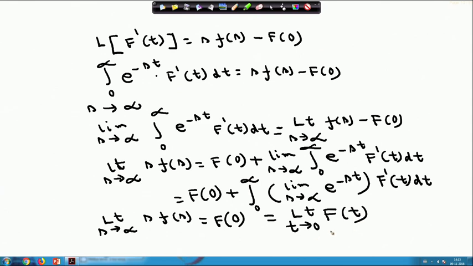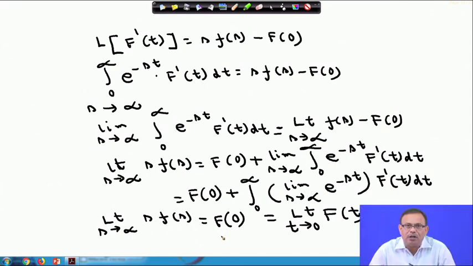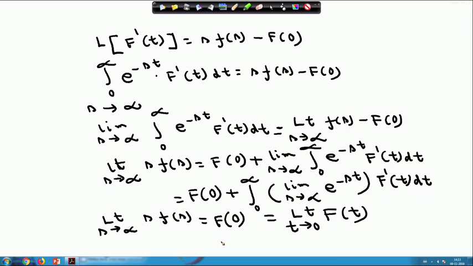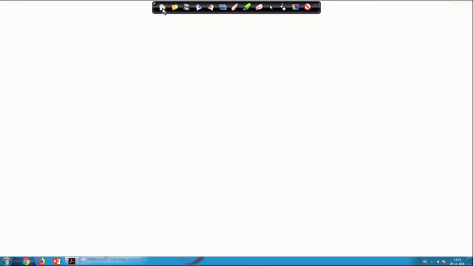So, that our proof is complete, that limit t approaches 0 f t equals limit s approaches infinity s f s. So, please note this thing, that if I take a function f t, the limiting value as t approaches 0 always will be equals to the limiting value of the function s f s whenever s approaches infinity.